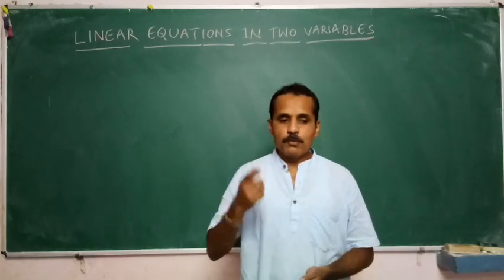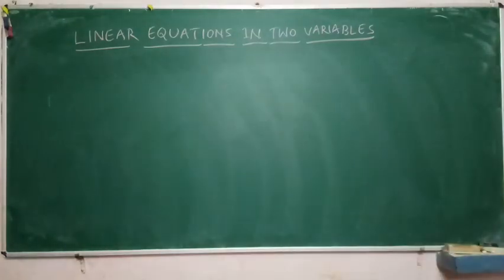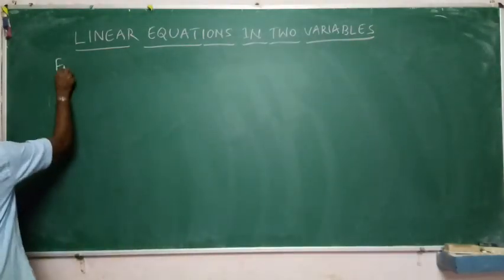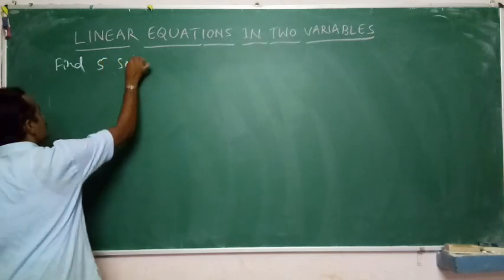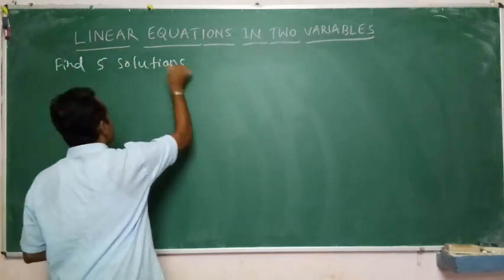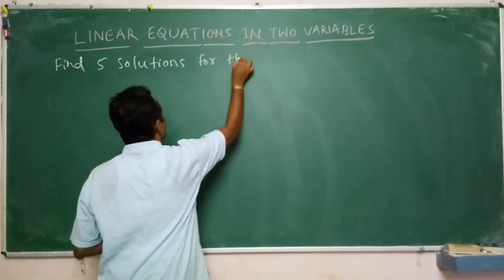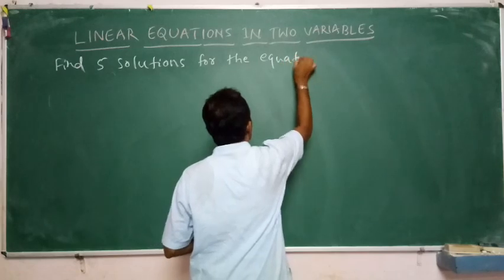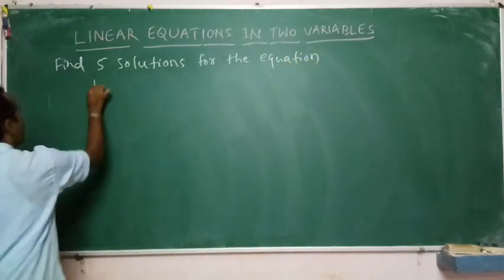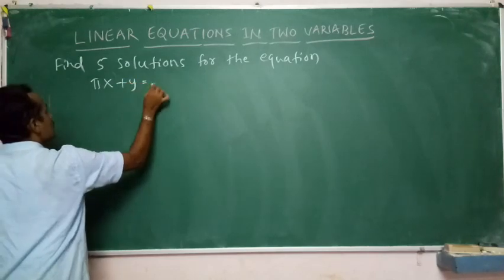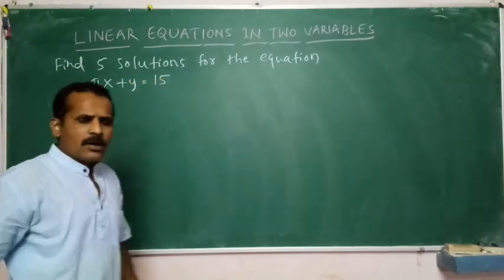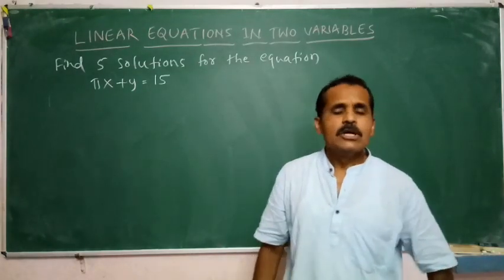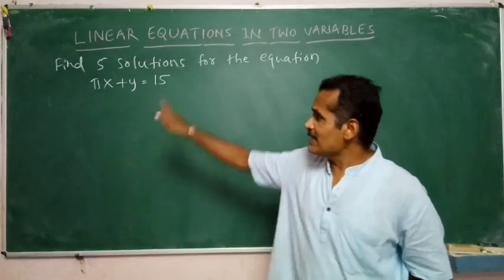Today, let me go for a few more problems. Among them, the first one: find 5 solutions for the equation pi x plus y is equal to, say, 15. Already we have solved such problems yesterday. Find 5 solutions, 4 solutions. I will give some examples also. Some problems I gave as homework also for you. But this is slightly different.